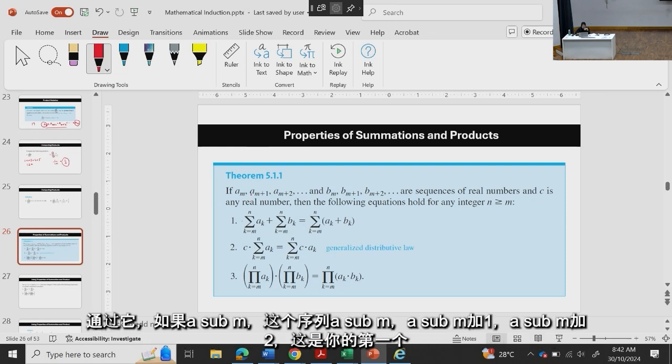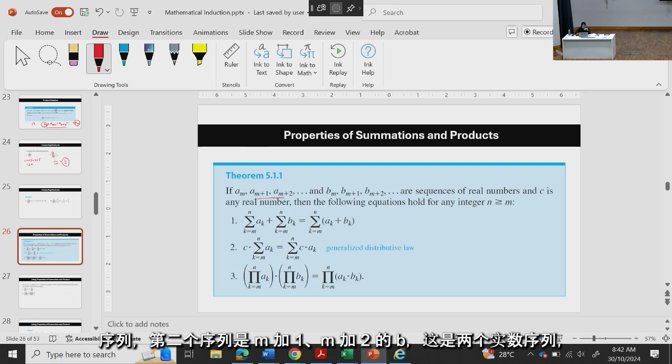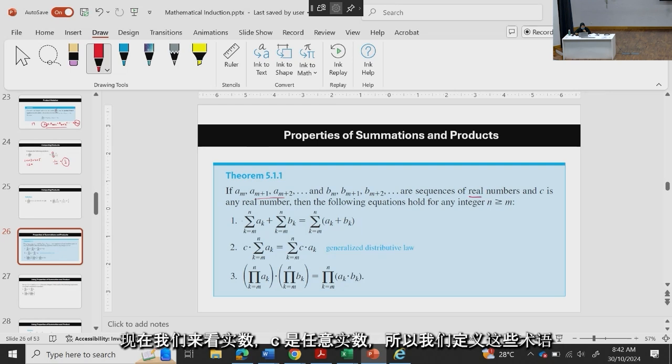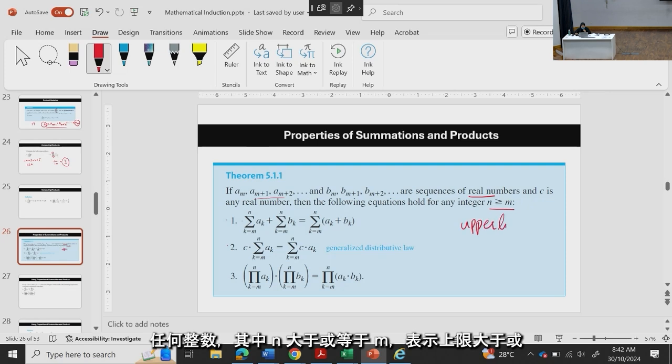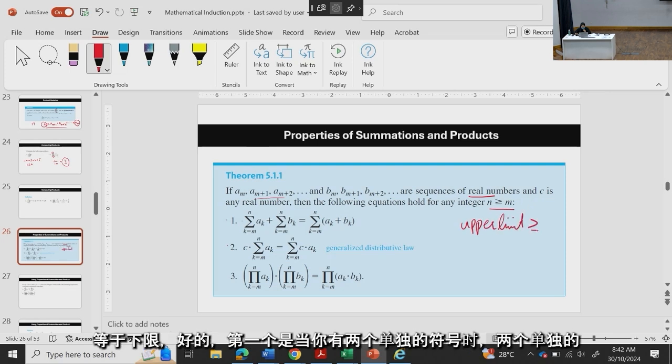If A sub m, A sub m plus 1, A sub m plus 2 is your first sequence, and second sequence is B sub m, m plus 1, m plus 2. These are 2 sequences of real numbers. Now we are looking at real numbers. And C is any real number. Okay, so we are defining the terms before whatever we are going to deal with in the properties. Then the following equations hold for any integer n greater than or equal to m, means the upper limit is greater than or equal to lower limit.